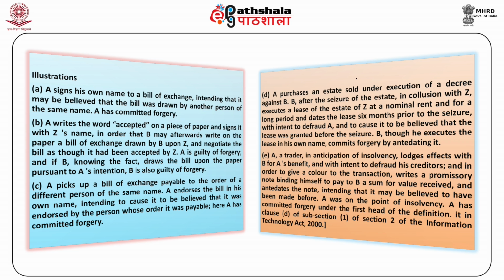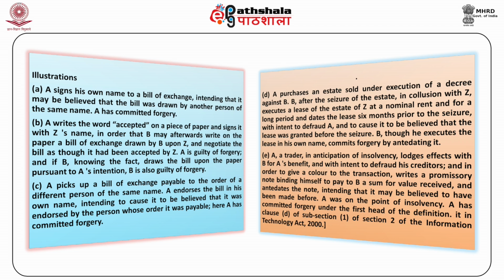A purchases an estate sold under execution of a decree against B. B, after the seizure of the estate, in collusion with Z, executes a lease of the estate to Z at nominal rent and for a long period, and dates the lease 6 months prior to the seizure with intent to defraud A and to cause it to be believed that this lease was granted before seizure. B, though he executes the lease in his own name, commits forgery by antedating it.